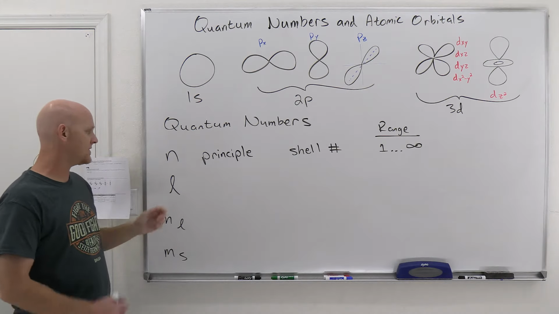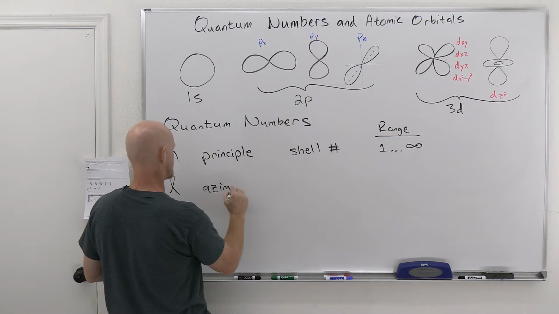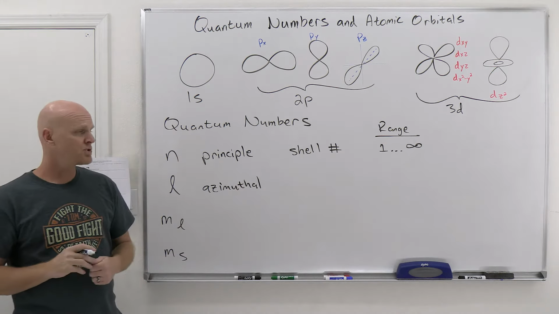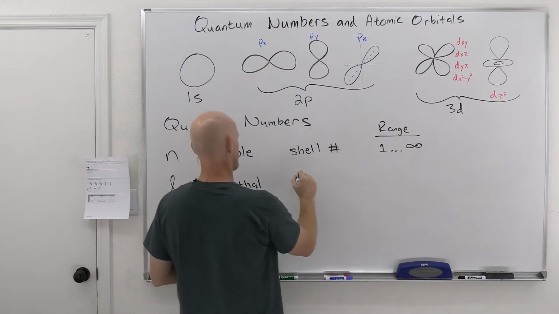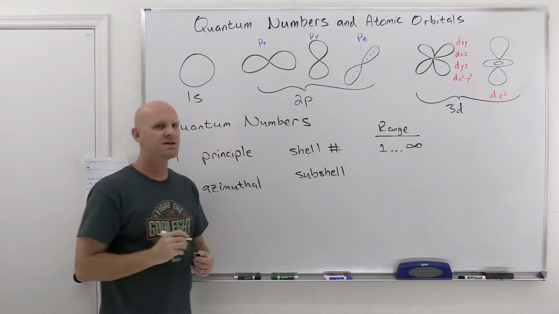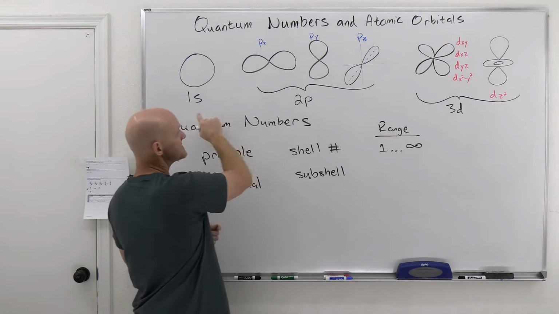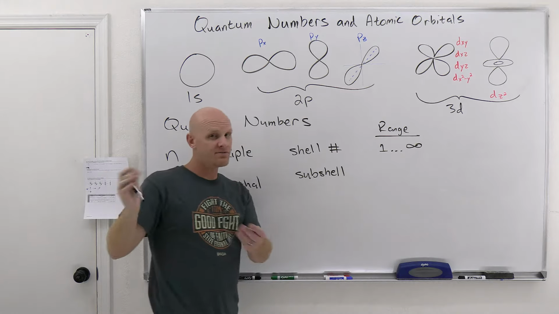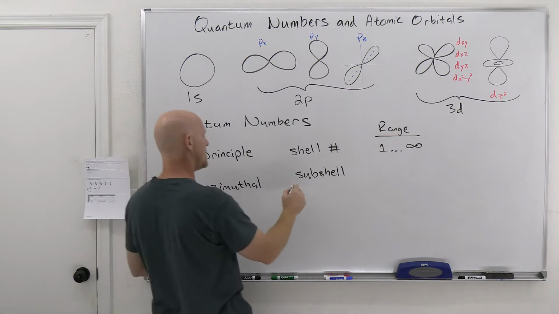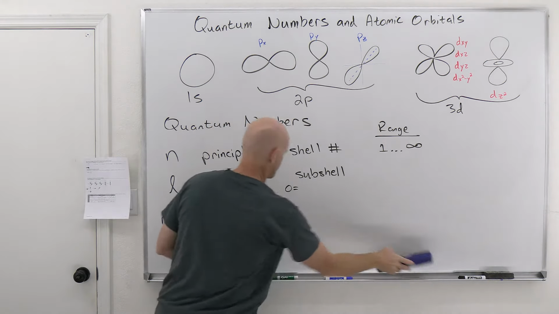Next on the list is l, and l is often referred to as our azimuthal quantum number. Your azimuthal quantum number is going to tell you the subshell. You can think of this as a code. The subshell in this case could be s, p, d, or f, or technically g or h, but you're never going to see it. So s, p, d, or f, and it's a code here. So 0 is going to tell you that it's an s, let's put this in blue actually, just like it is on your study guide.